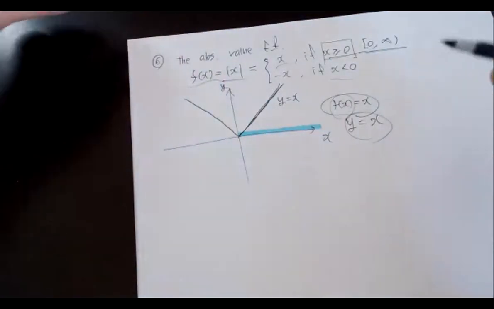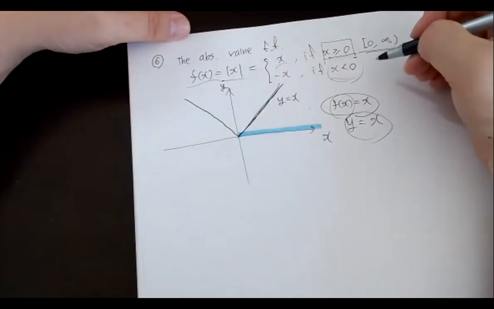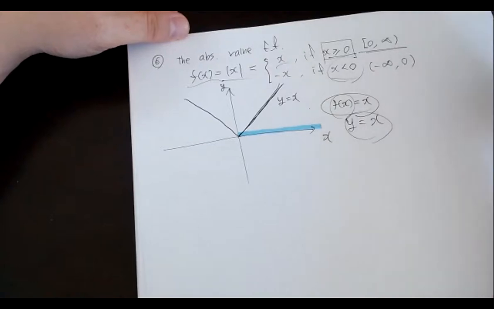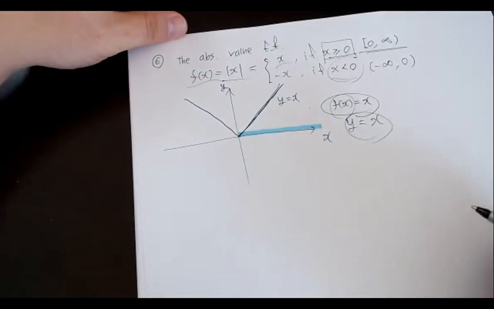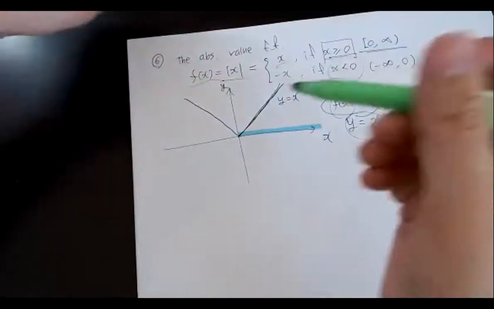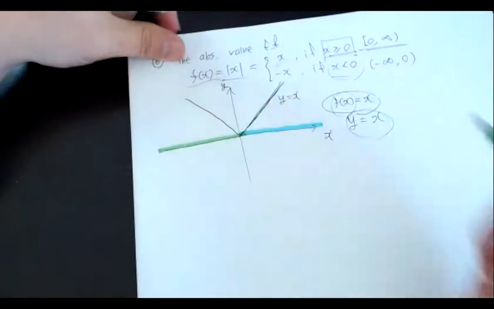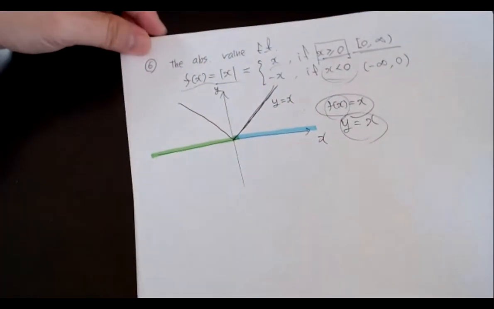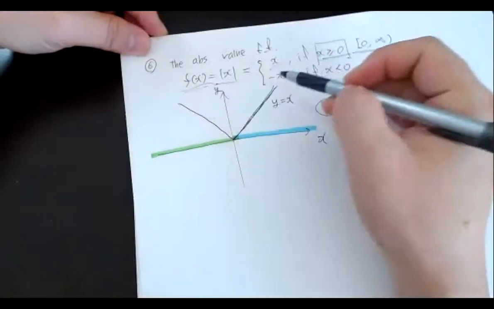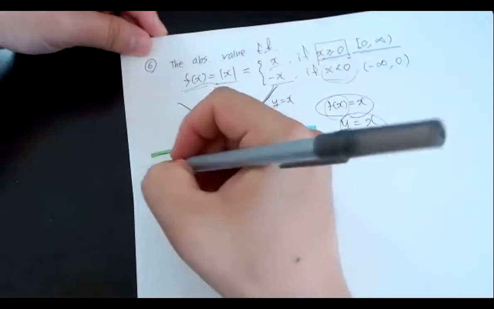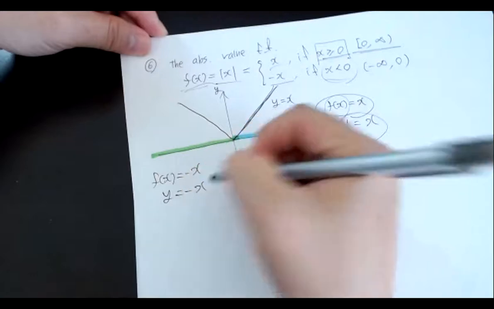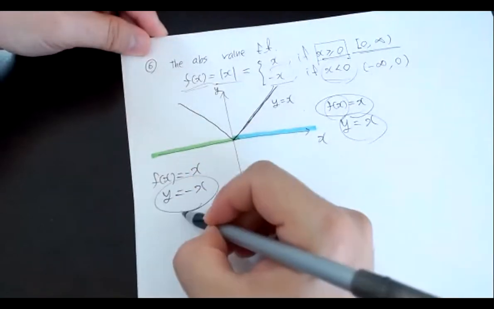Okay. Then what about x is less than 0? In interval notation, that is expressed as negative infinity to 0, open, right? So negative infinity to 0 on the x-axis is this. On this interval, f of x is defined by negative x. So f of x is equal to negative x. It means that y is equal to negative x. The graph of y equals negative x is this.